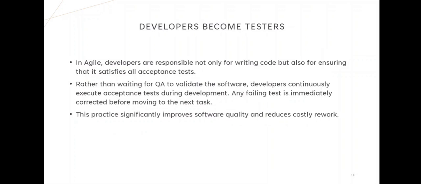Agile also changes the role of the developer. Developers don't just write code, they also make sure that their code passes every acceptance test. Instead of waiting for QA feedback, they continuously run the tests and immediately fix any failures. This leads to better software quality and much less rework.